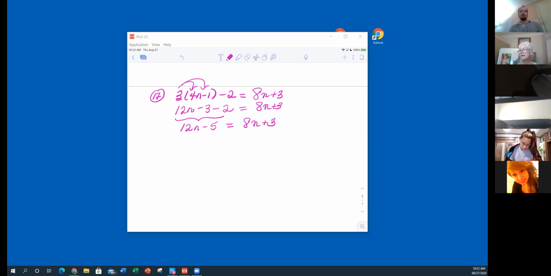Okay, now both sides are completely simplified. You know that both sides are simplified because there is only one piece that has a variable and one constant on each side, so nothing needs to be combined. Everything is simplified. So now I want to get the variable piece on the left-hand side. So what do I do? Subtract 8n. That's right. So that's going to give me 12n minus 8n is 4n, minus 5 equals 3.